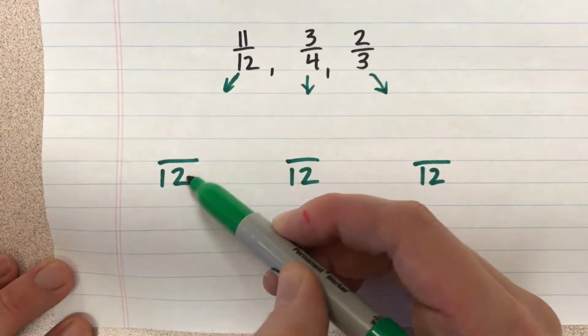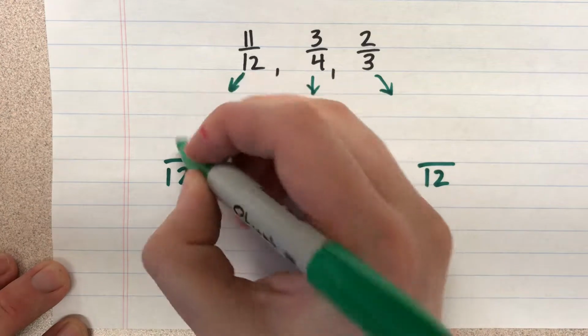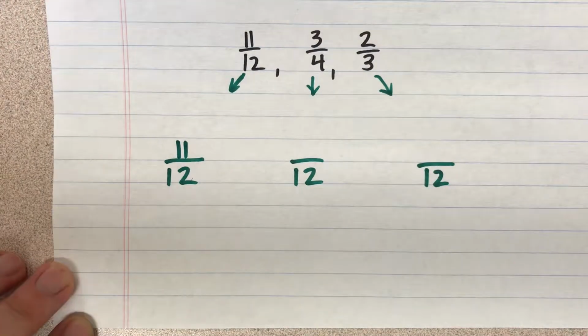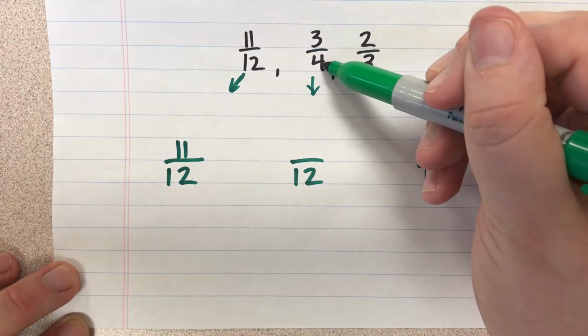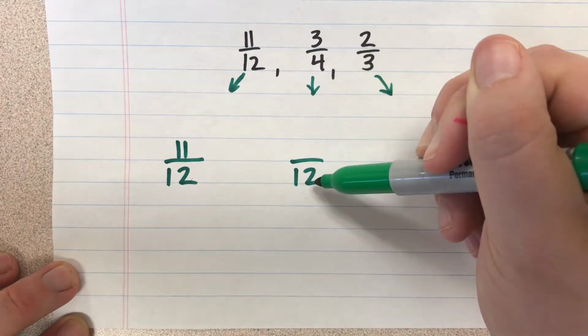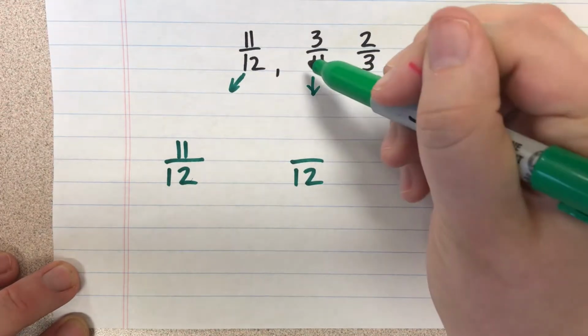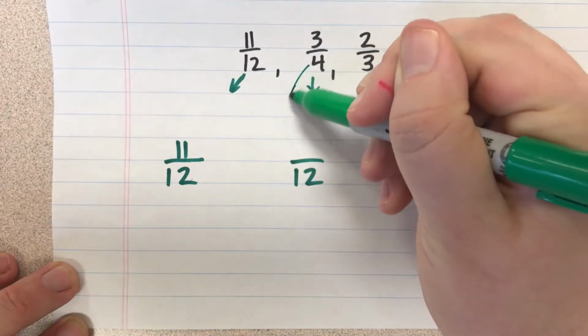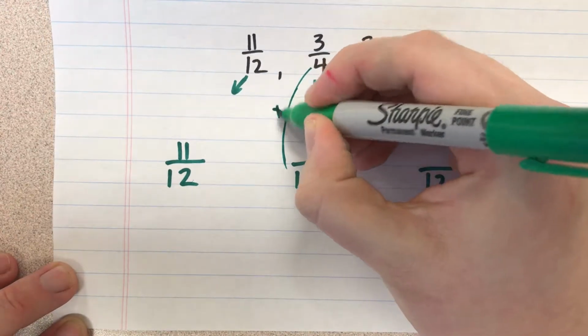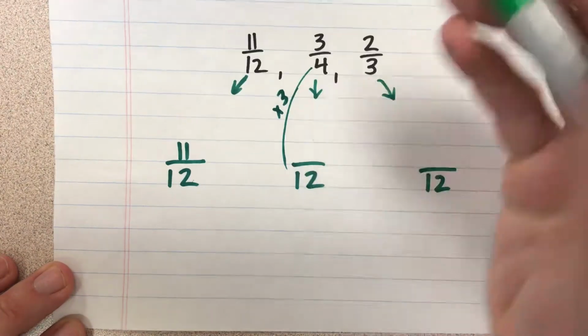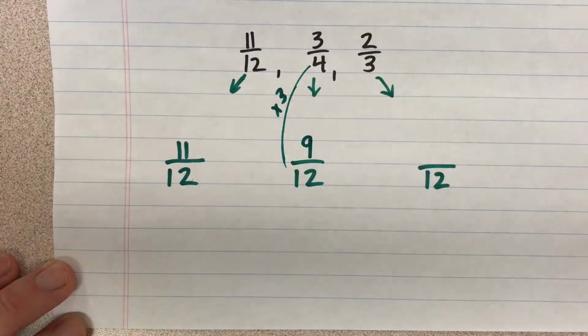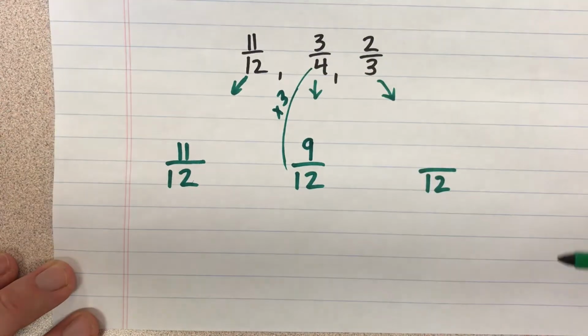In this case, 12 isn't changing, so we don't need to change the numerator. It's just going to turn right into 11/12. Here we have 4 as our denominator turning into 12. So in order to get from 4 to 12, we multiply by 3. So we do the same thing on the top. 3 times 3 is 9. Okay, so 3/4 is equal to 9/12.